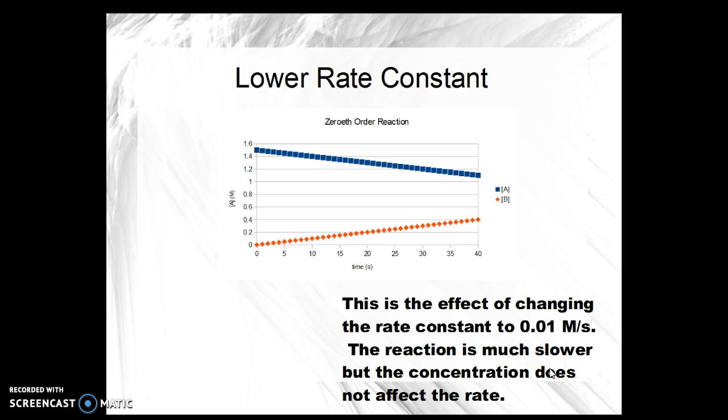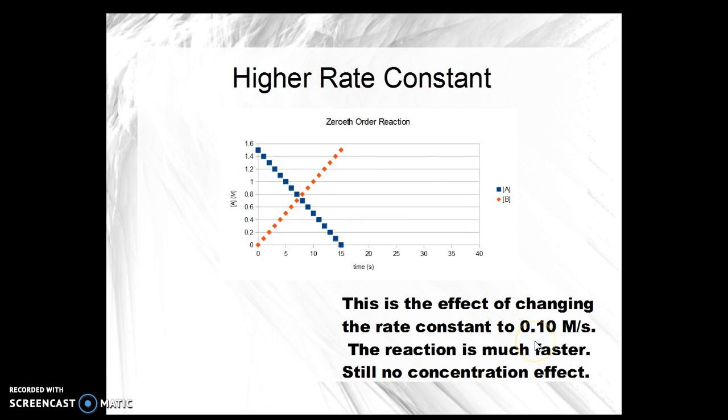If you change the rate constant, you're going to change the time it takes for the reaction to complete, but the slope will still be constant. If you have a higher rate constant, the reaction will be over faster, but there's still no concentration effect.